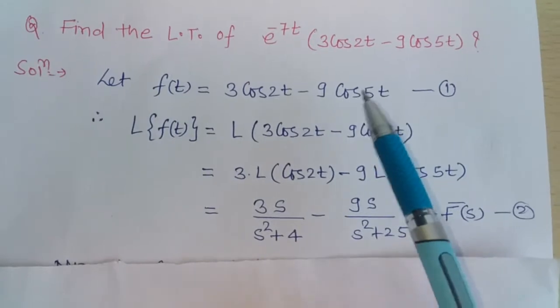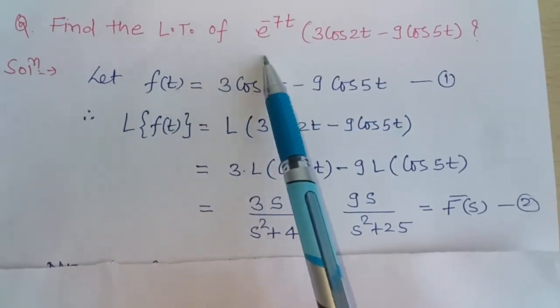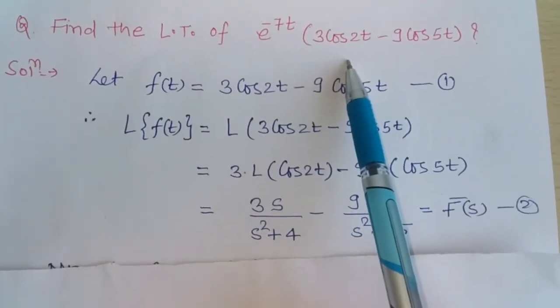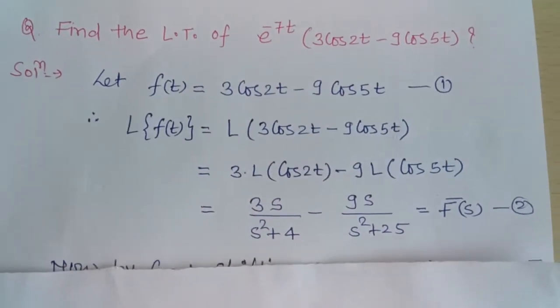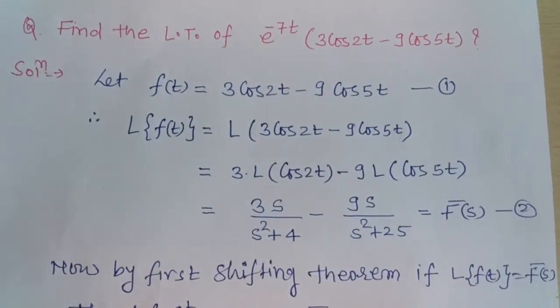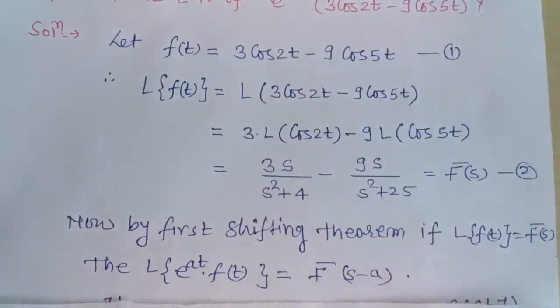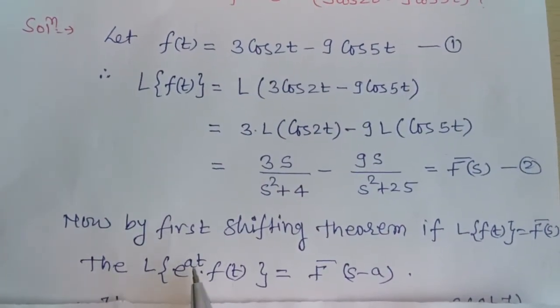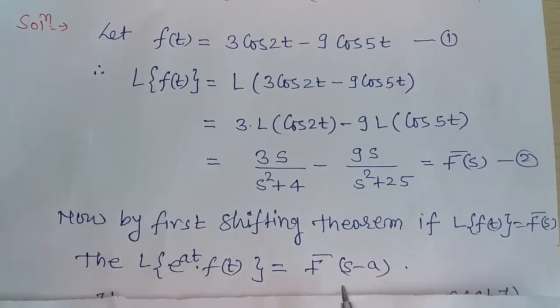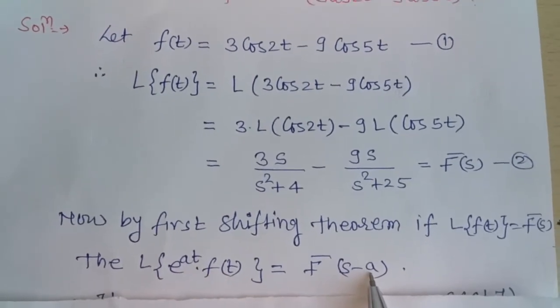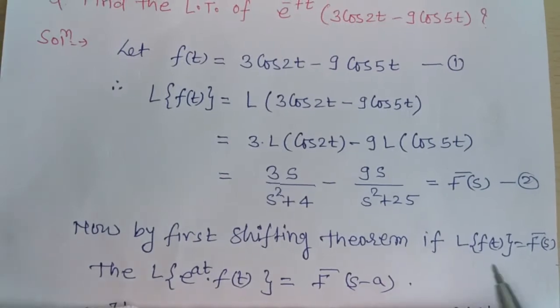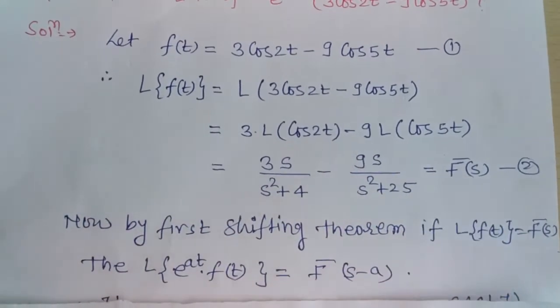We denote the Laplace transform of f(t) by f bar s. Now to find the Laplace transform of this product term, we use the first shifting theorem, which states that if the Laplace transform of f(t) is f bar s, then the Laplace transform of e power at into f(t) is f bar s minus a. So the Laplace transform of f(t) is f bar s.